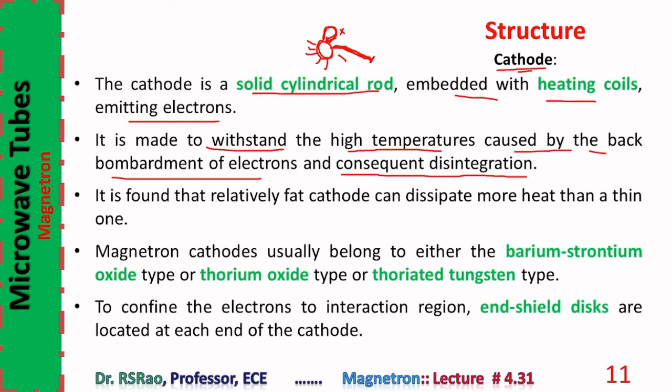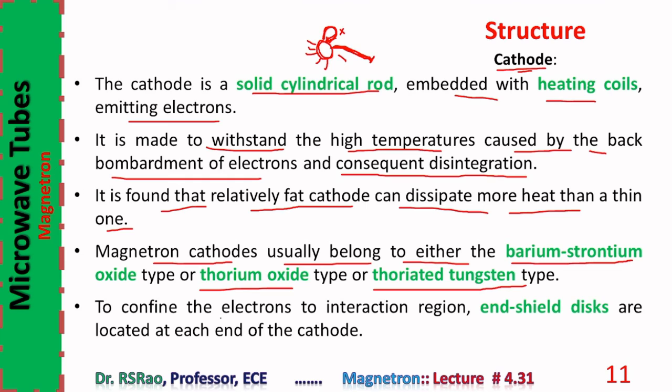Now, electrons coming back to the cathode, they bombard the cathode. So cathode must be made such that it can withstand the hit or bombardment of the electrons. It is found that relatively fat cathode can dissipate more heat than thin one. Magnetron cathodes usually belong to either barium strontium oxide type or thorium oxide type or thoriated tungsten type. To confine the electrons to interaction region, end shield disks are located at each end of the cathode.